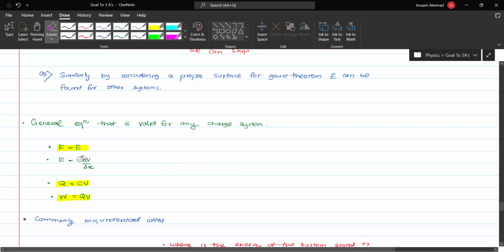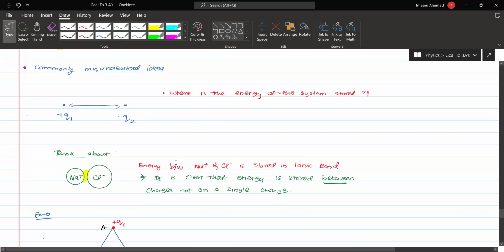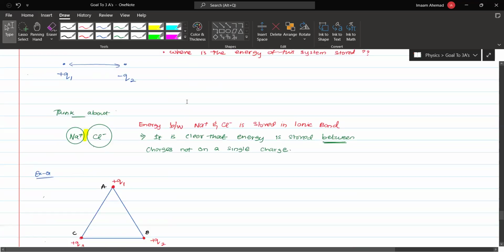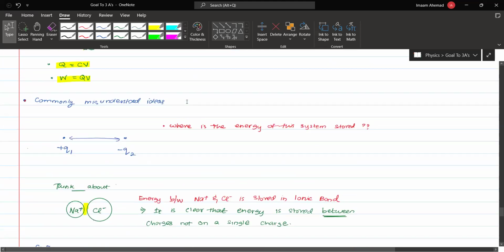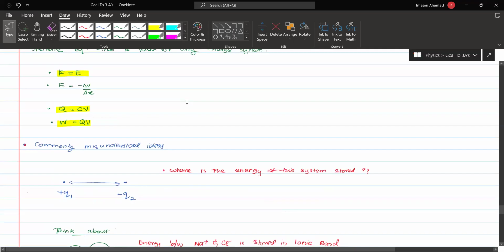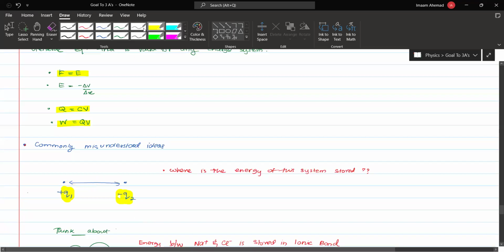There are some commonly misunderstood ideas. Let's check them, and I think that's the end of the section I want to discuss. Now, I have a question. Let's say we have two charges, Q1 and Q2. We know that there is a little amount of energy stored between them. My question is, where is the energy stored?